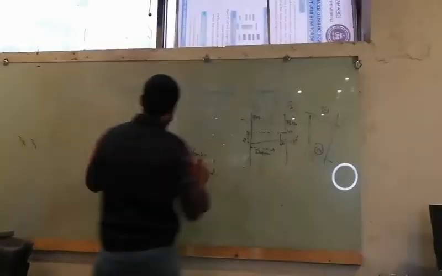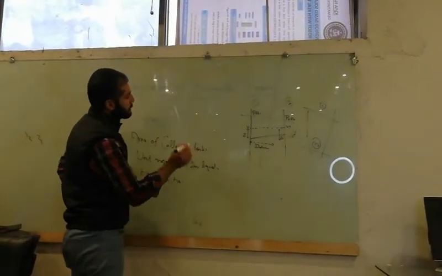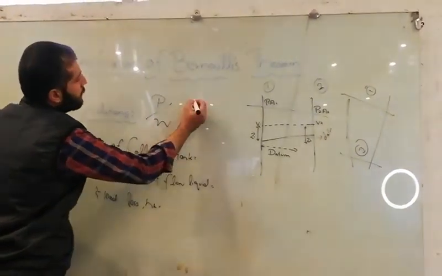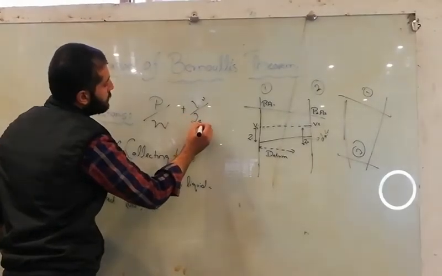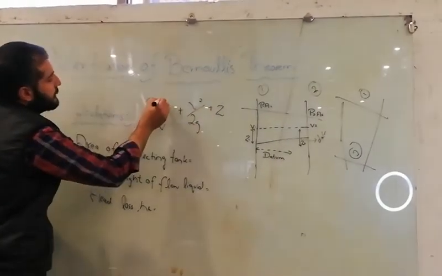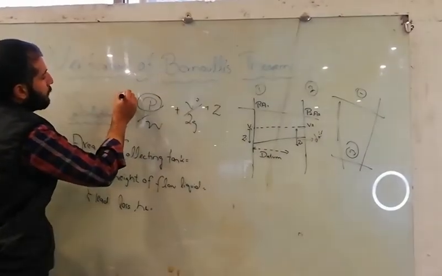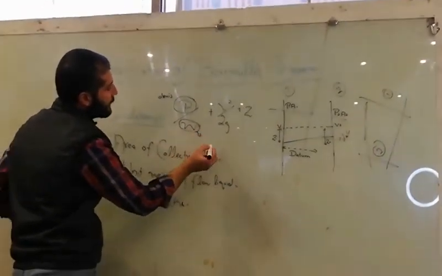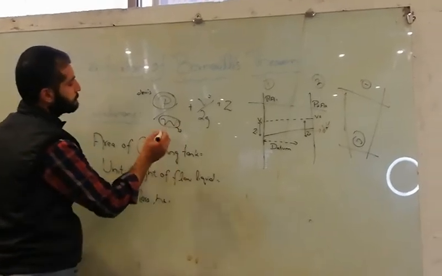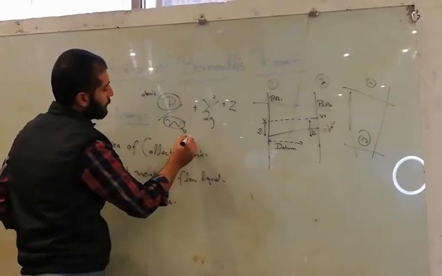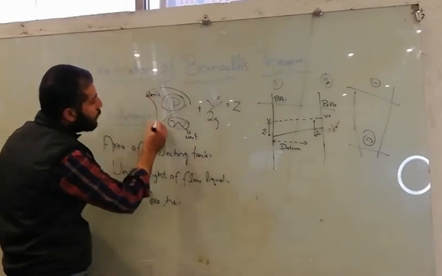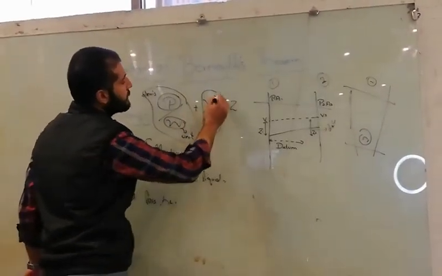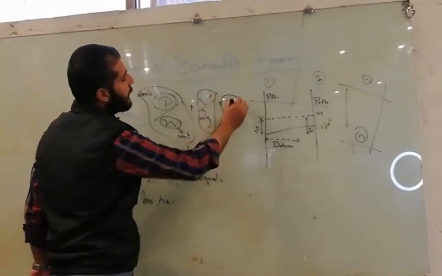Before going into the calculations, remember that Bernoulli's equation tells us that P by gamma plus V square by 2g plus Z. Now this is the density rho, and rho divided by gamma. Gamma is the unit weight of water, which is 9.8 kN per cubic meter. So P by gamma is the potential energy. V square by 2g is the kinetic energy, and Z is the elevation head.